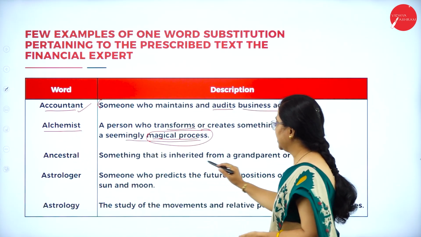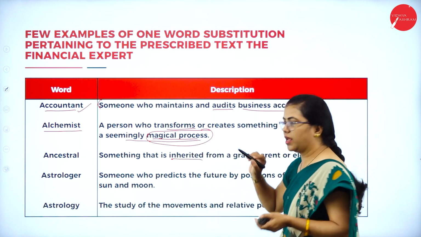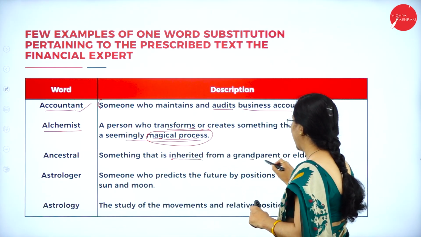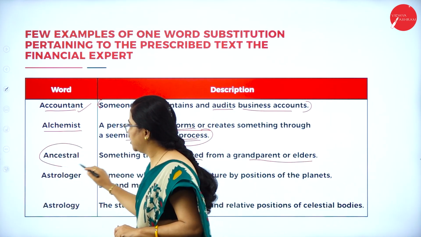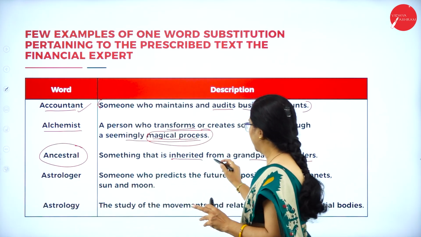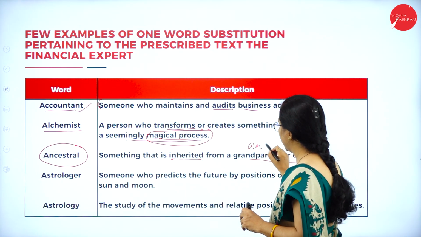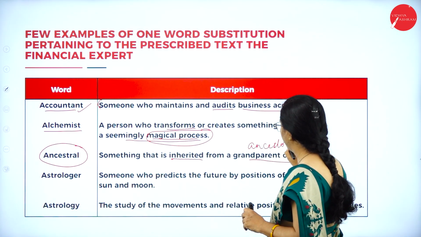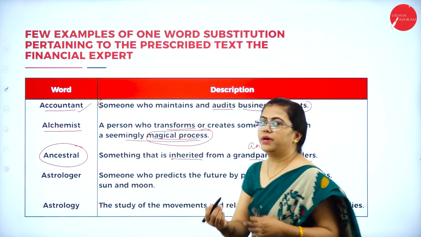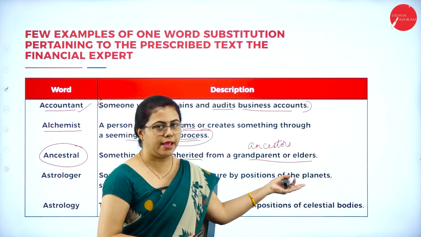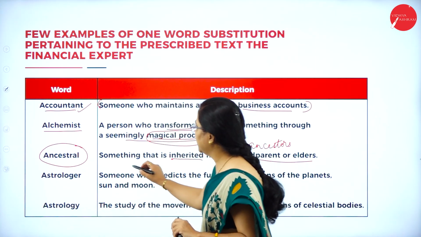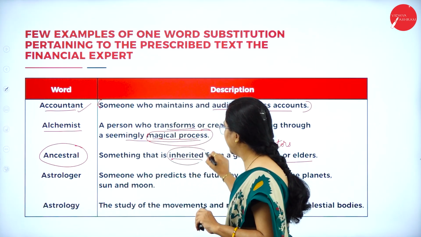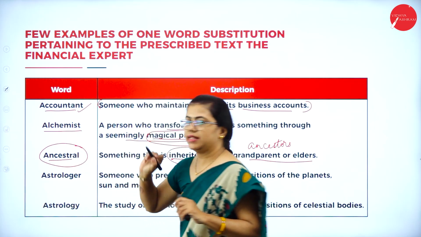Next, something that is inherited. Inherited, you can keep in mind, from grandparents or elders. So that is ancestral. Grandparents or elders are called ancestors. The property that is inherited from them is called ancestral property. So when this word inherited comes, then it is ancestral.